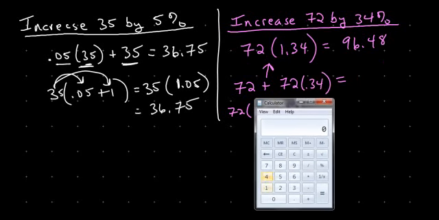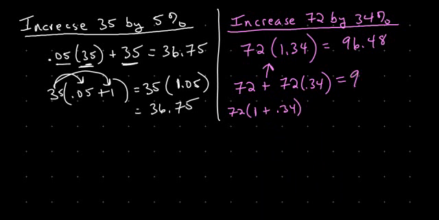This is just the nice quick way, to know that to increase by 34%, I simply multiply by 1.34. So anyway, 72 plus 72 times 0.34 plus 72. 96.48. So either way, we still get the same answer.